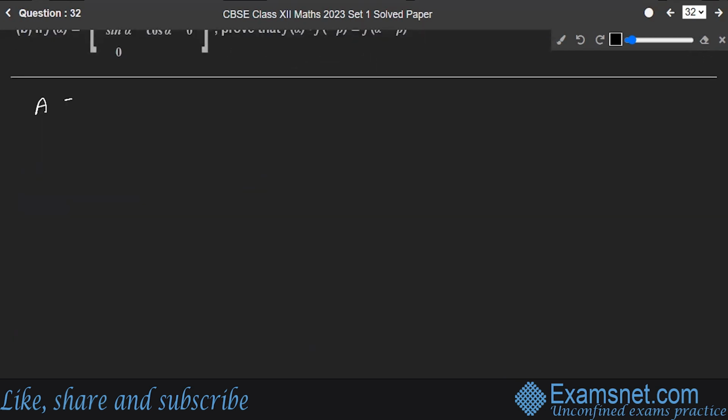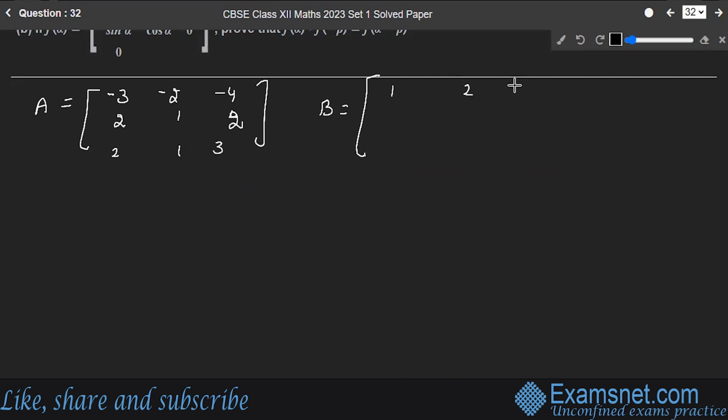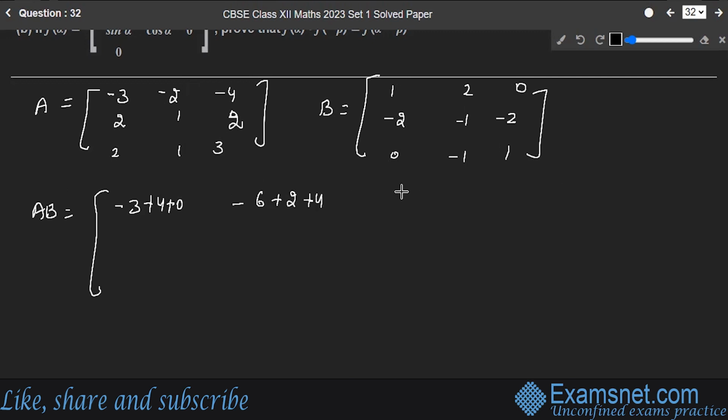So here the A matrix is equal to minus 3, minus 2, minus 4, 2, 1, 2, and 2, 1, 3. B matrix is equal to 1, 2, 0, and minus 2, minus 1, minus 2, 0, minus 1, 1. Let's multiply. You have to find out A into B. So you have first row into first column. This gives you minus 3 plus 4, 0. And first row, second column, minus 6 plus 2 plus 4. First row, third column, 0 plus 4 minus 4.